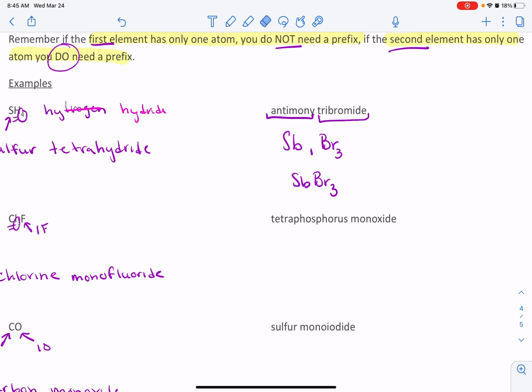Okay, let's look at another example. Tetraphosphorus monoxide. So phosphorus, I know is P. Tetra, from my prefix table, is 4. And then monoxide. So again, oxide here was our O. And then I see mono, right? That prefix tells me it's 1. So I have P4O1. And again, if it's just a 1, you don't have to write it, so it can be P4O.